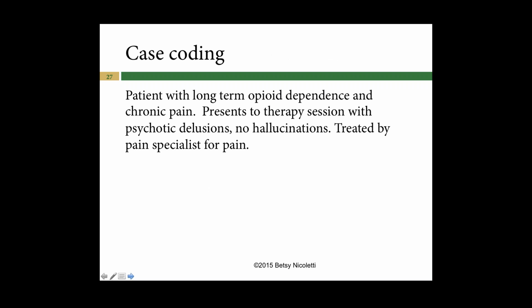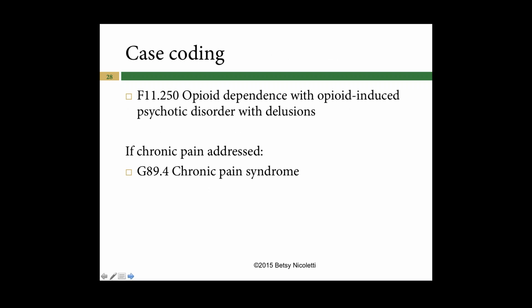So here's a patient who presents with long-term opioid dependence and chronic pain. The patient comes to the therapy session or to your office with psychotic delusions with no hallucinations, and is being treated by a pain specialist. In this case, we have a really specific code, F11.250, opioid dependence with opioid-induced psychotic disorder with delusions, and we would assign that specific a code. If the chronic pain was also addressed, we have a code from the nervous system section, just like in ICD-9, a code from the 338 series, G89.4.